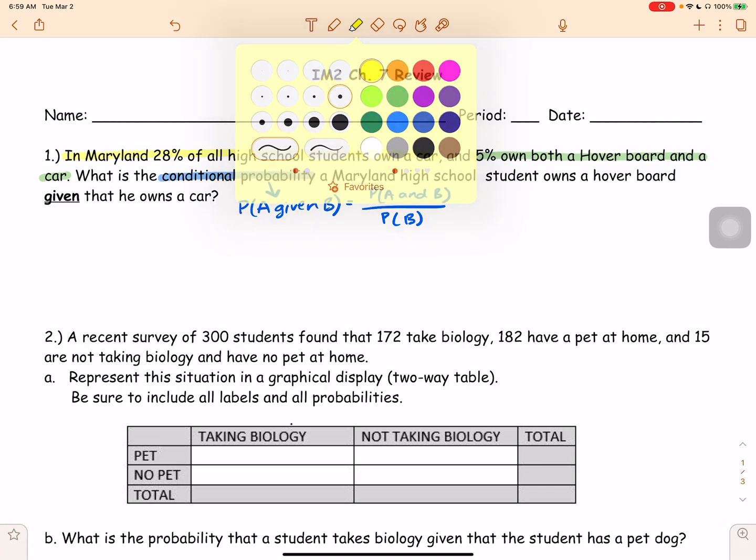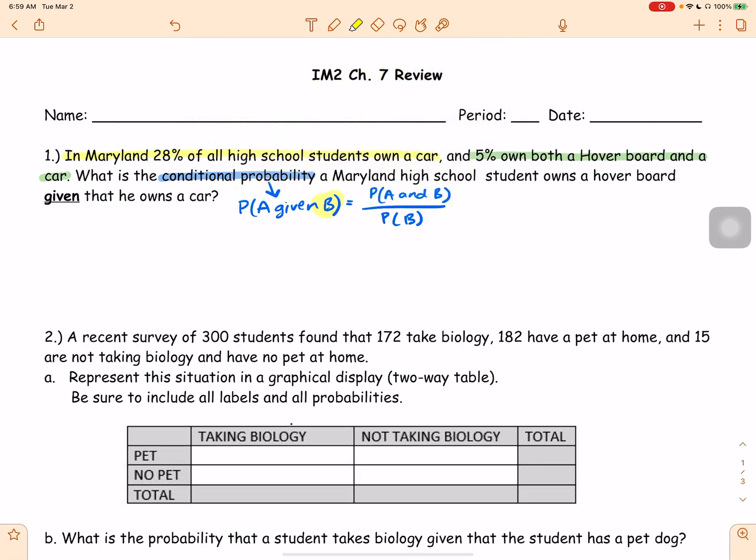So the first thing you want to do is, okay, what are we given? So that would be the probability of the B. That's what we're given. Right here you see it says given that he owns a car. So if we wanted to write this out, we can say, okay, what is the probability of somebody owning a hoverboard given a car? All right, so that's the probability of owning both over the probability of owning a car.